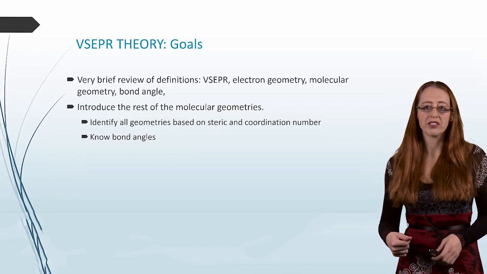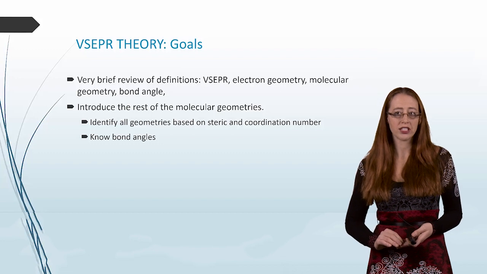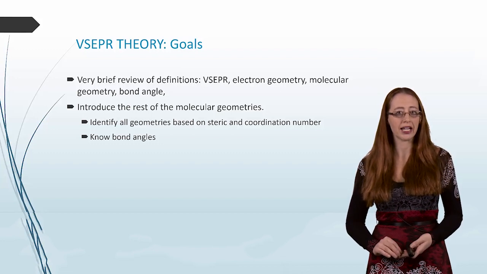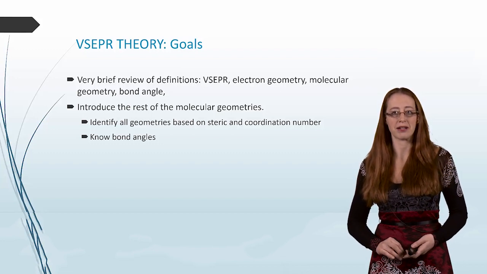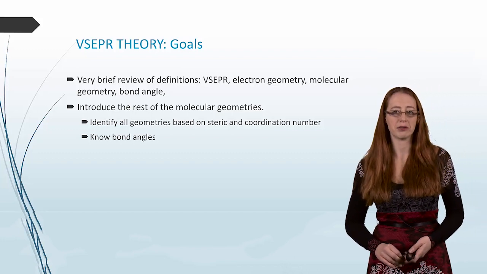So we're going to go over a very brief review of our definitions. We're going to go back over VSEPR, electron geometry, molecular geometry, and bond angle, just to refresh your memory in case it's been a minute since you watched the last one. And then we'll introduce the rest of the molecular geometries.